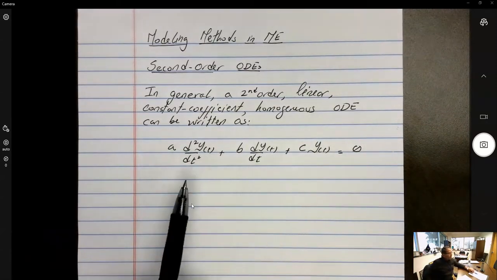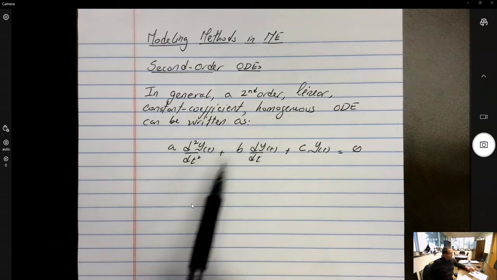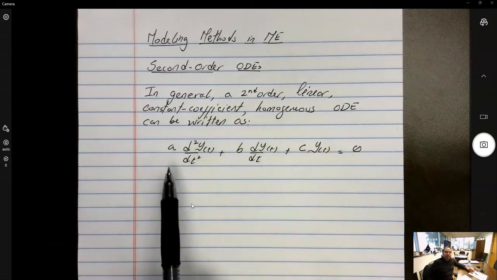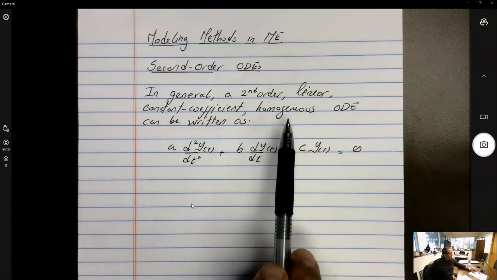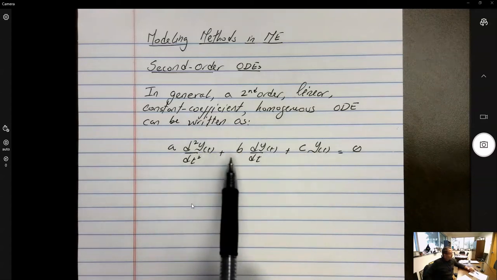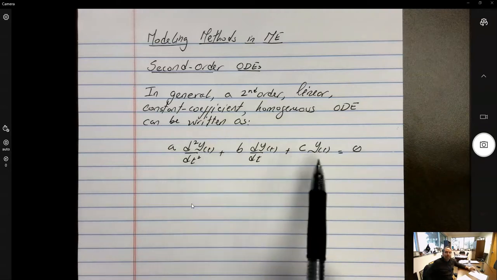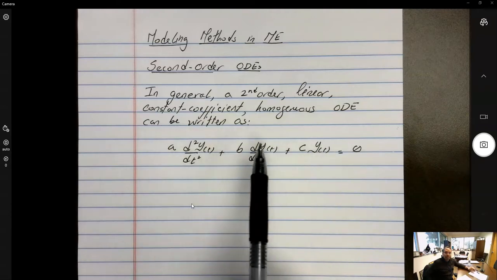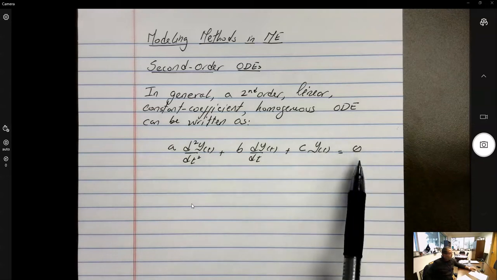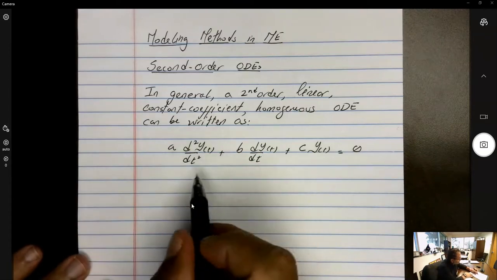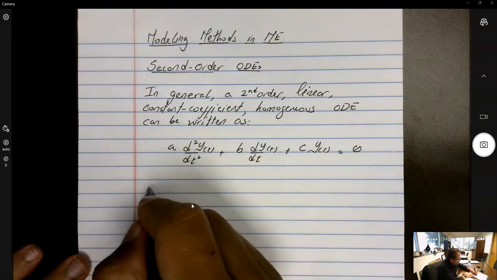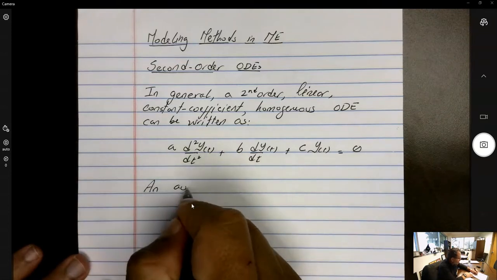So basically this is, as I said, a linear equation, so linear combination of derivatives and of the field variable. Then constant coefficients, the coefficients that multiply these derivatives of the field variable are constants, not functions of time. Homogeneous, so there's no independent term, this is equal to 0. And the second order, obviously the highest derivative in the equation is the second order derivative. So in order to solve this equation, we can formulate what's called an auxiliary problem.